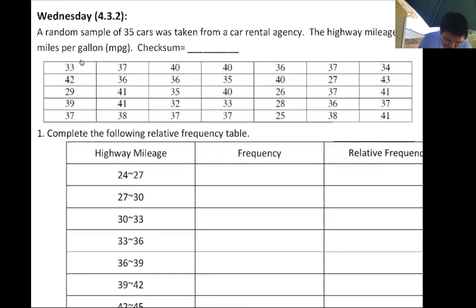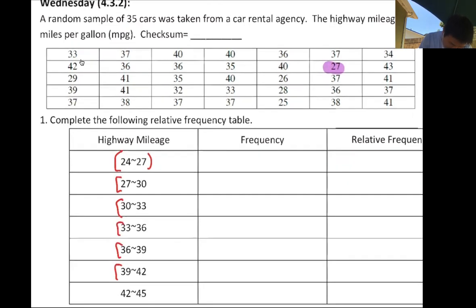So between 24 and 27, and 27 is not included. 2. Then 27 to 30: 3. Then 30 to 33, not including 33: 1.